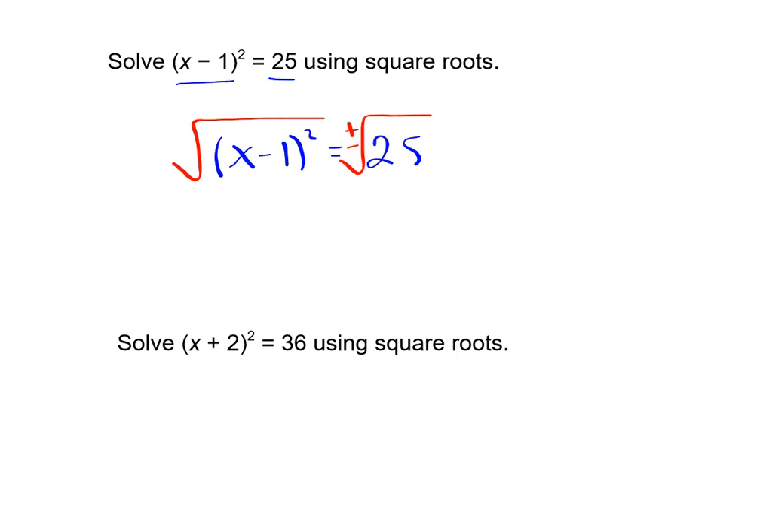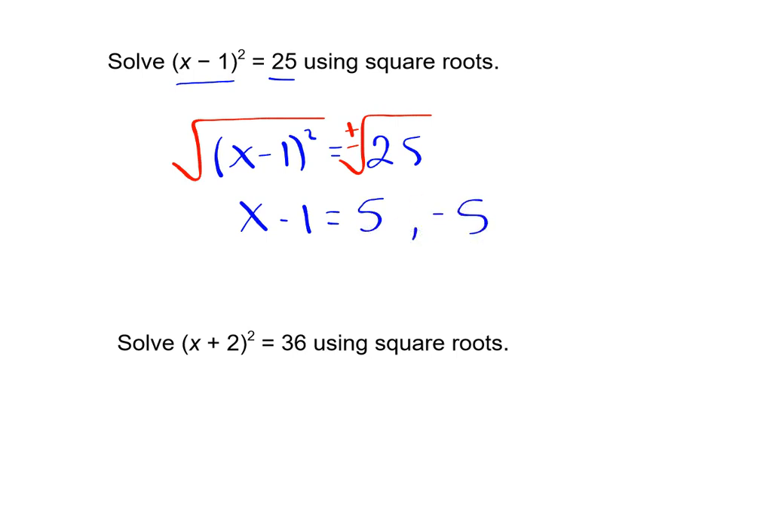The square root of anything squared is that number itself. So the square root of (x minus 1) squared is x minus 1. The square root of 25 is 5. So I'm going to write down my 5 and my negative 5.